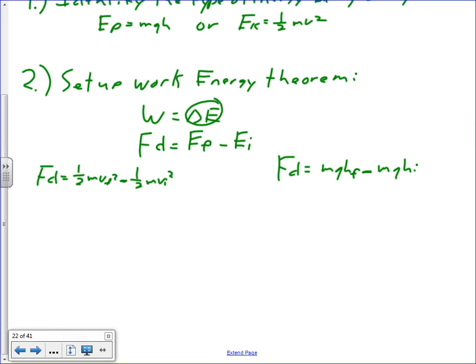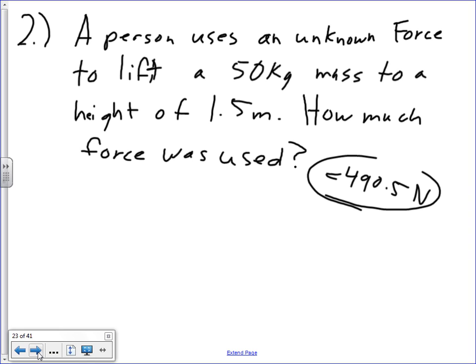So the third step then is to manipulate and solve the equation. Okay, I want you to try that one. Write it down. Give it a try. I'll give you a couple minutes.